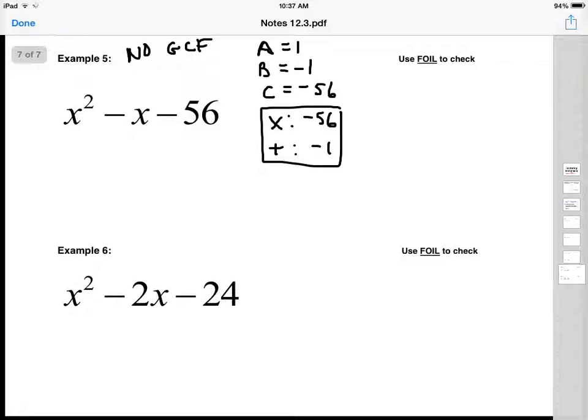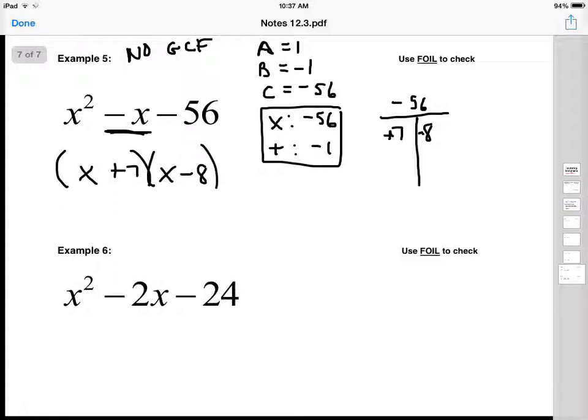So then I would do factors of negative 56. And right away, I know that 7 and 8. So if I have a 7 and an 8, 7 times 8 is 56. So then I have to see positive. One has to be positive, one has to be negative. And since this is a negative 1, that means that the 8 has to be negative. Because when I add a negative 8 to a positive 7, I get negative 1. So my answer would be x plus 7 and x minus 8. And you can FOIL to check to see if we got it right.